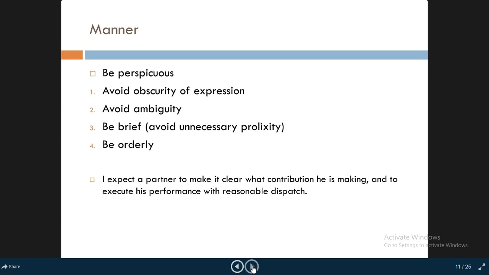Manner. Be perspicuous. Avoid obscurity of expression. Avoid ambiguity. Be brief. Be orderly. Avoid unnecessary prolixity. For example, I expect a partner to make it clear what contribution he is making and to execute his performance with reasonable dispatch.